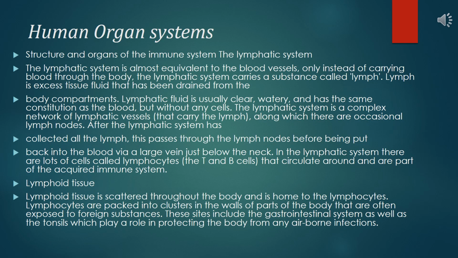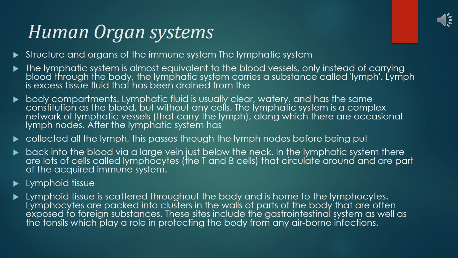Structure and organs of the immune system. The lymphatic system. The lymphatic system is almost equivalent to the blood vessels. Only instead of carrying blood through the body, the lymphatic system carries a substance called lymph. Lymph is excess tissue fluid that has been drained from the body compartments. Lymphatic fluid is usually clear, watery, and has the same constitution as the blood, but without any cells.